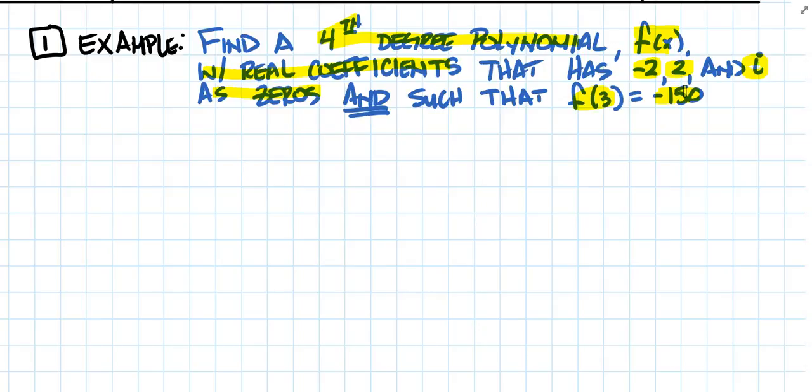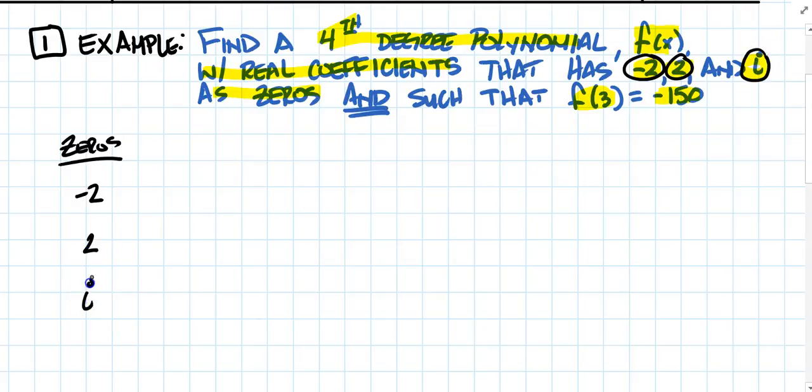Whew, okay, so here is the setup, and here is what I suggest that you do for these types of problems. First of all, we're going to start with the zeros, so we'll make a list of the zeros. It tells me that one of the zeros is -2, so I'm going to list that right down there. It tells me that another zero is +2, so I'm going to list that right below it. And then it tells me that i, the imaginary unit i, is a zero, okay?